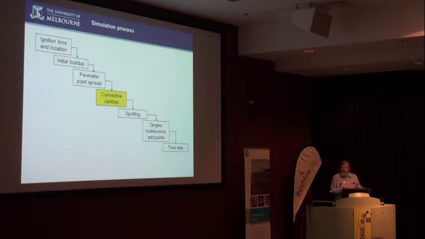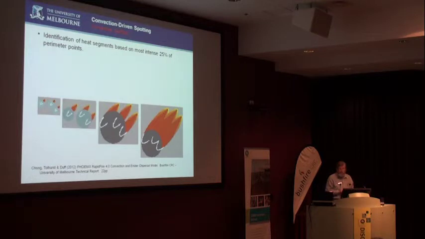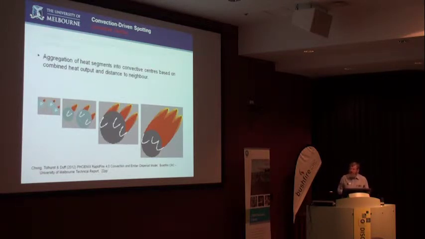Following that, we look at all those perimeter points, and then we take the hottest 25% of those perimeter points, wherever they happen to be, and start to aggregate them, starting with the hottest point and seeing whether or not it's hot enough to actually draw in its neighbour. And we go through a process to identify the heat segments. They're the white areas shown up here, and those heat segments are then grouped into convective centres.